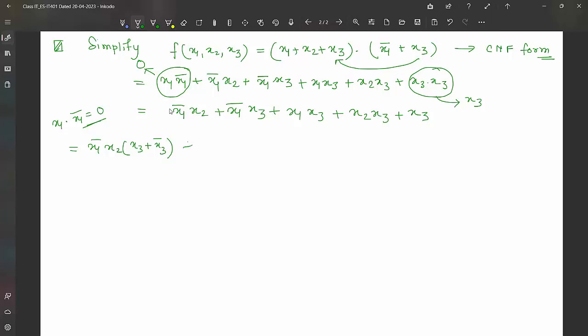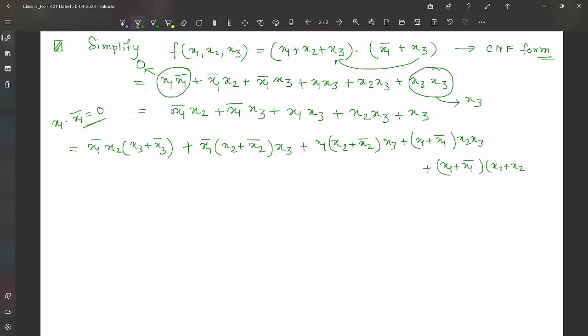Yes, sir. Next, we fill the x2. So x1 bar, we fill it with x2 plus x2 bar, and then x3. Plus, again the same thing, x1, then x2 plus x2 bar, and then x3. Plus x1 bar, and then x2, then x3, and plus, here we need two terms, so x1 plus x1 bar, after that x2 plus x2 bar, and after that x3. This is the term. So now you have to take the product of all these terms.